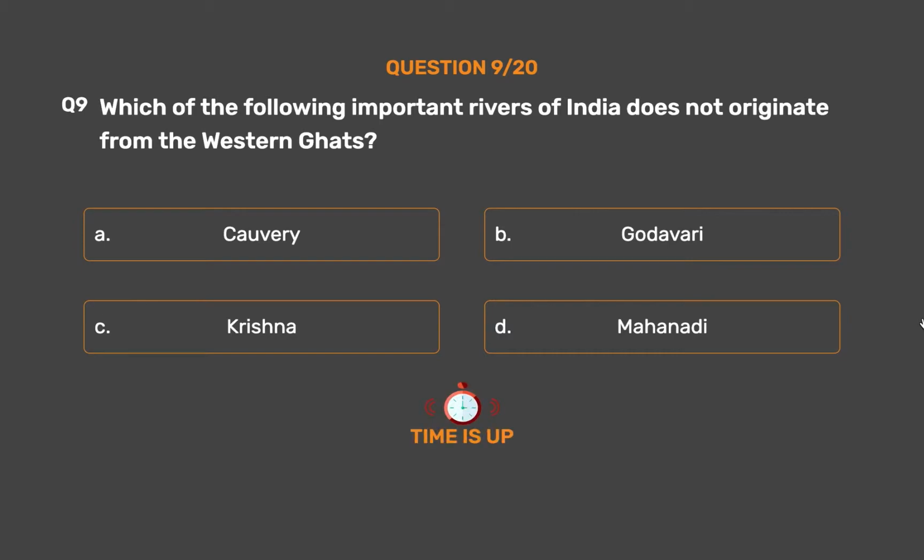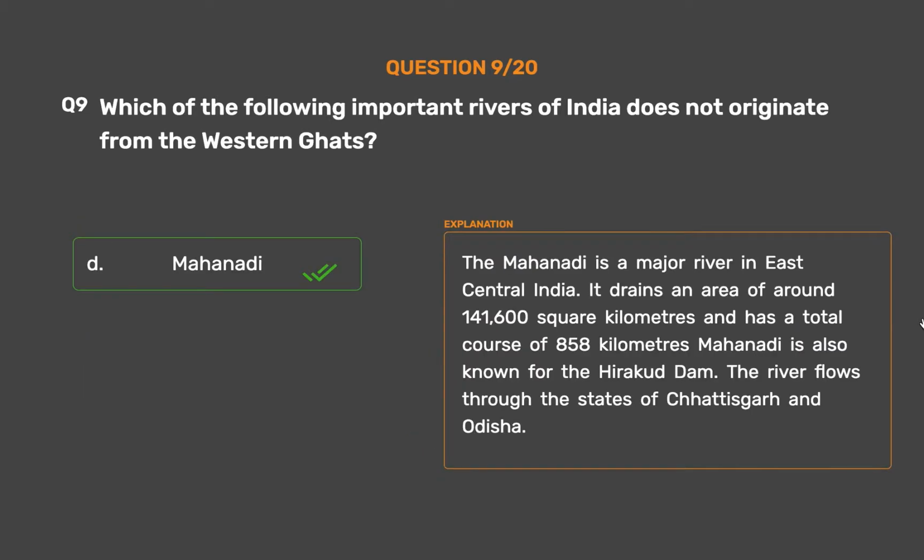The correct answer is option D, Mahanadi. The Mahanadi is a major river in east-central India. It drains an area of around 1,41,600 square kilometers and has a total course of 858 kilometers. Mahanadi is also known for the Hirakud Dam. The river flows through the states of Chhattisgarh and Odisha.